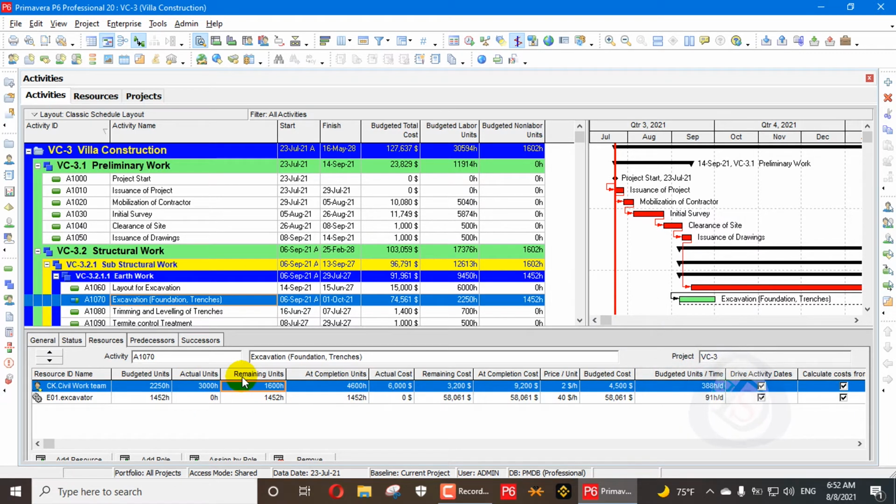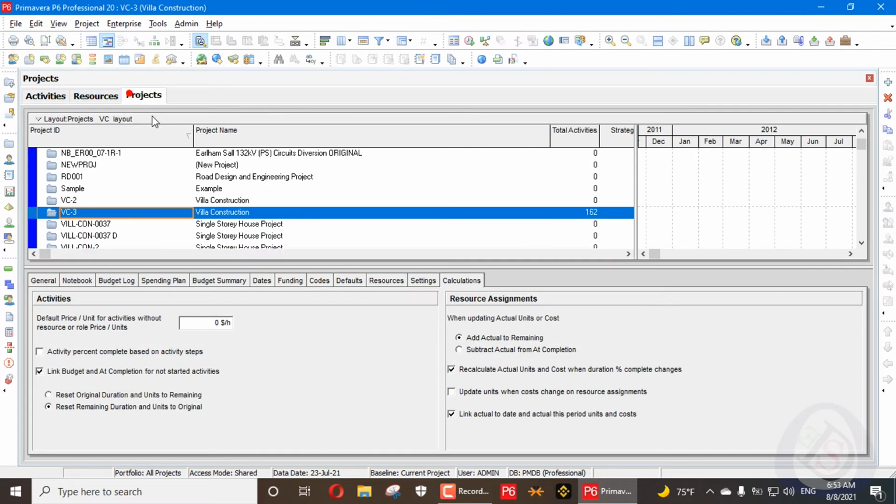So actual plus remaining will combine to make at completion. Do you consider that one your at completion? Your budget will not be changed. The budget will remain the same, but your actual and remaining will combine to make your at completion. In this type of setting, you can see the setting clearly.